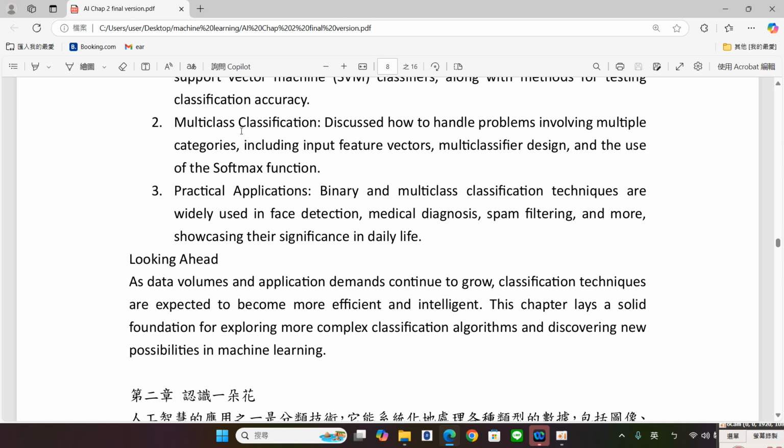Practical application. Binary and multi-class classification techniques are widely used in face detection, medical diagnostics, spam filtering, and more, showcasing their significance in daily life. Looking ahead, as data volume and application demands continue to grow, classification techniques are expected to become more efficient and intelligent. So this chapter lays a solid foundation for exploring more complex classification algorithms and discovering new possibilities in machine learning.